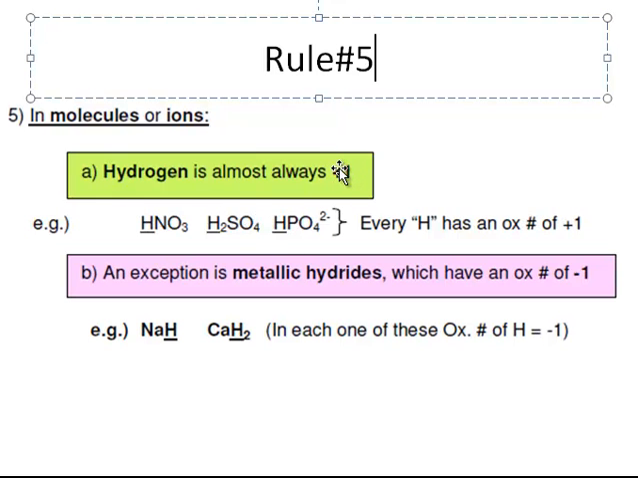So hydrogen always has a charge of +1, and so whenever it's part of a compound, we can assume that it has a charge of +1. And again, the only exception is in metallic hydrides, where it has a charge of -1. So we'll be looking out for these exceptions, but in most of the problems that we encounter, hydrogen has a charge of +1.